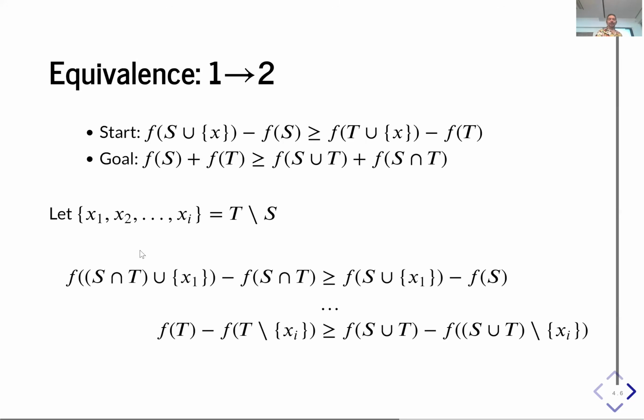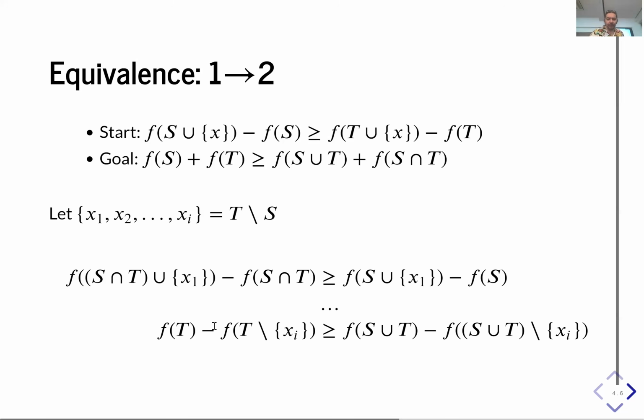Yes, exactly. So you do this and you add the elements one by one, and so you've got a number of inequalities. The first one is f of s under t's with x1 minus f under t's greater than s union x1 minus fs. And you go from there to t, where you've got on one side t and on the other side s union t. Then you just sum all the inequalities, and all the intermediate terms will be eliminated, and all the things that will remain will be f of s under t union t.